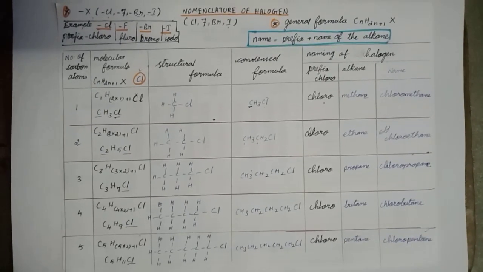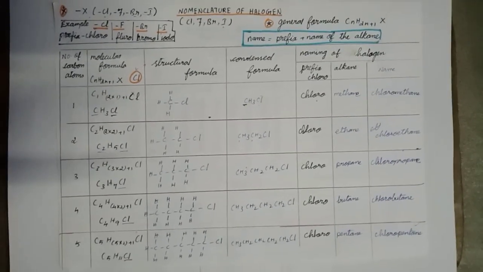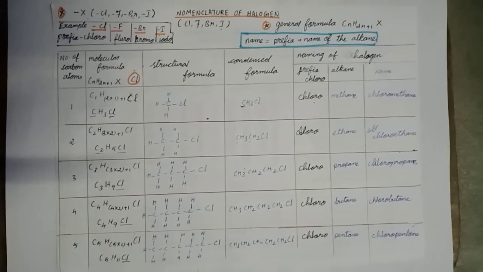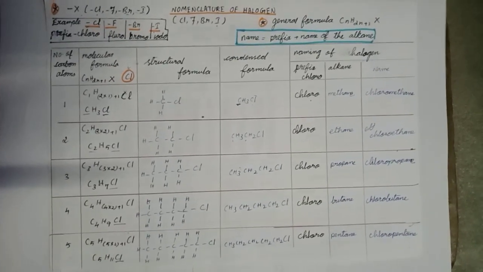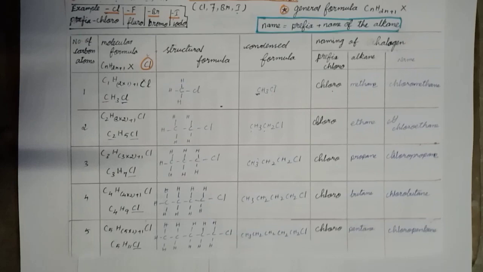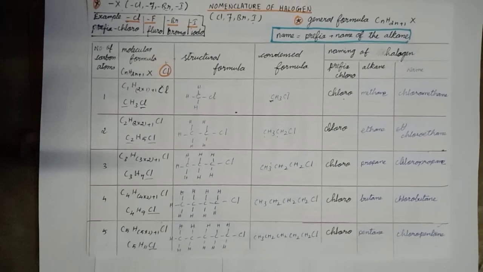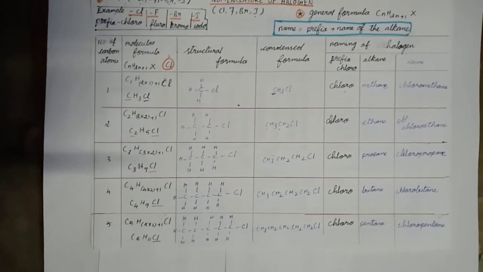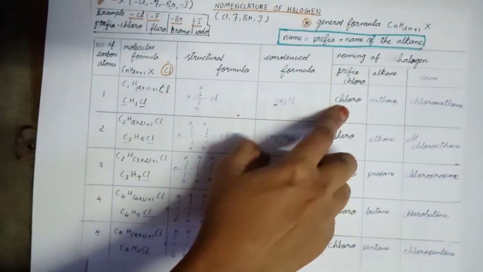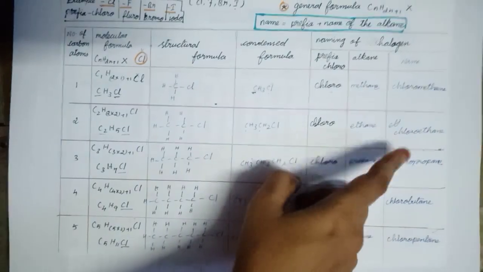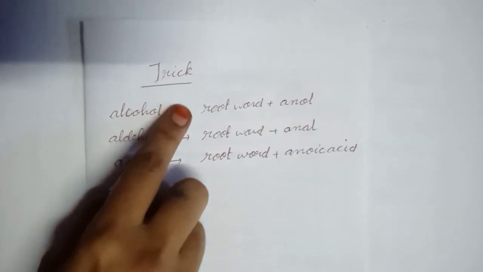This is the first 5 members of the halogen family. The root word in this naming is quite different from others. For halogens, only the prefix we add: prefix plus name of the alkane. For all the remaining functional groups, we take the name of the alkane, cancel the E and add the suffix. But for halogens, it is prefix plus name of the alkane. Here I take chlorine. Instead of that, if you take bromine, that means bromomethane, bromoethane, like that.